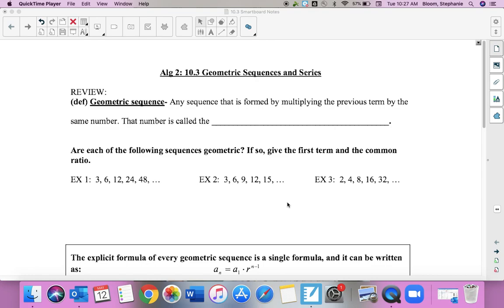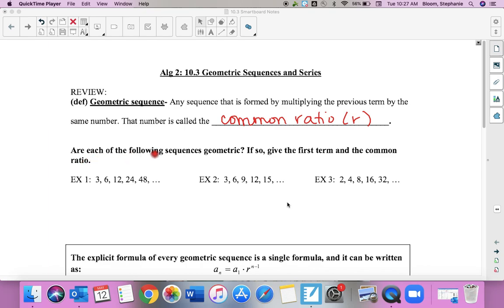The last section of chapter 10 and for the year is geometric sequences and series. So just as a quick review, up here at the top, a geometric sequence. Remember that a geometric sequence is any sequence that is formed by multiplying the previous term by the same number. And remember that that number is called the common ratio, which we refer to as lowercase r.